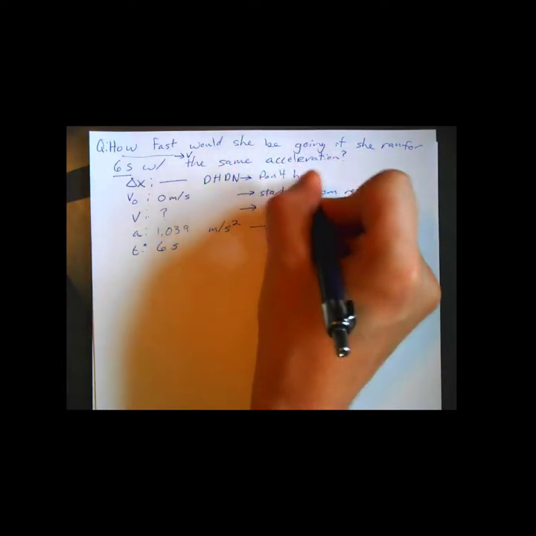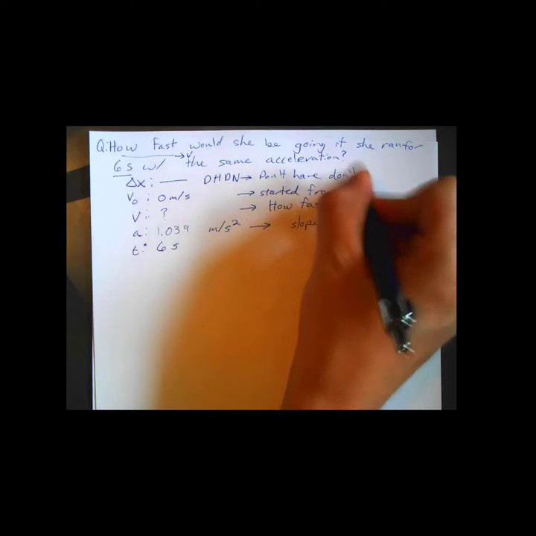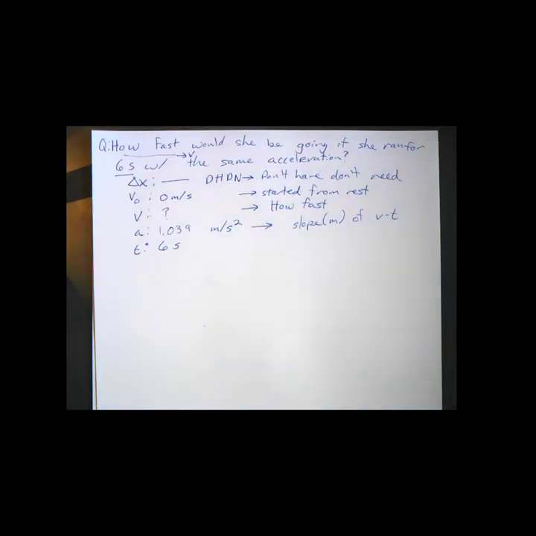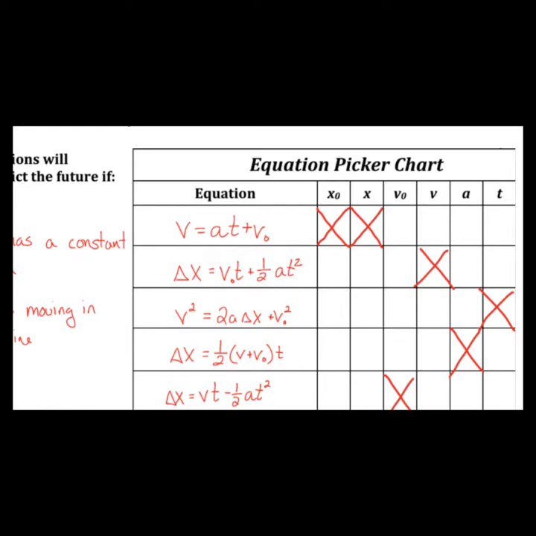Don't have, don't need. Because it helps us pick which equation is going to be the right equation to use. So let's go to our equation picker chart. We know that we don't have and we don't need our delta X, our X final minus X initial, our change in position. So this is the equation that we're going to use.